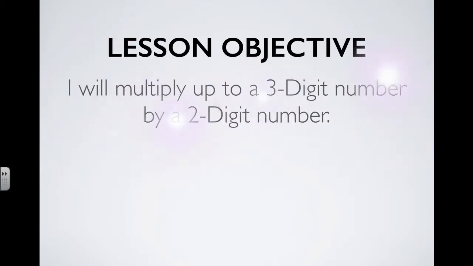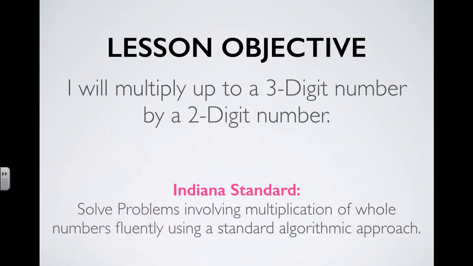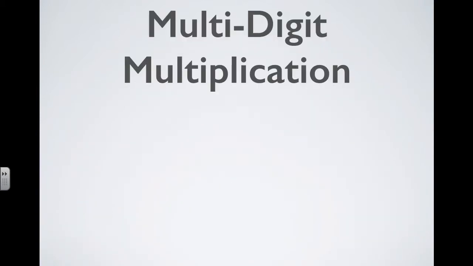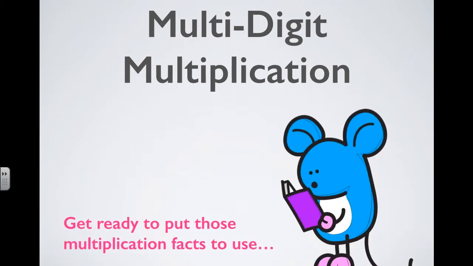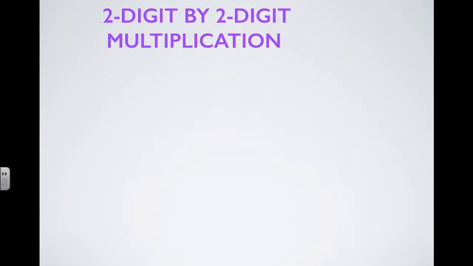The lesson objective is I will multiply up to a three-digit number by a two-digit number. You'll notice that this lesson is very similar to the lesson that we had on multiplying a three-digit number by a one-digit number, but there are 3 extra steps in this lesson. When we're multiplying multi-digit numbers, remember you're going to have to use those basic math facts that you've been studying. So please remember to be studying those every single night and use the time that you have during stations wisely.